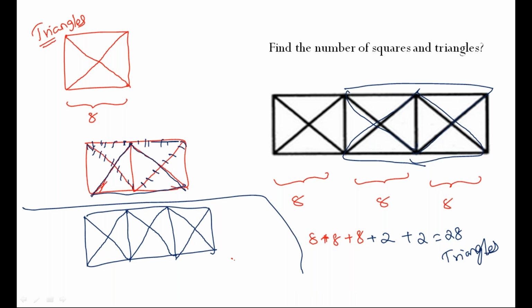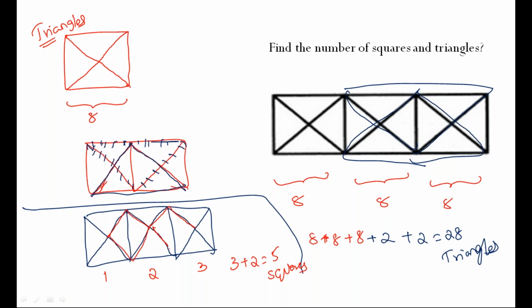Fine. So 3 plus 2, total 5 squares are there. What are those 5 squares? Already we know 1, 2, 3 here. But if you observe, if these lines are straight lines, then you can clearly see that this is one square and this is the other square.